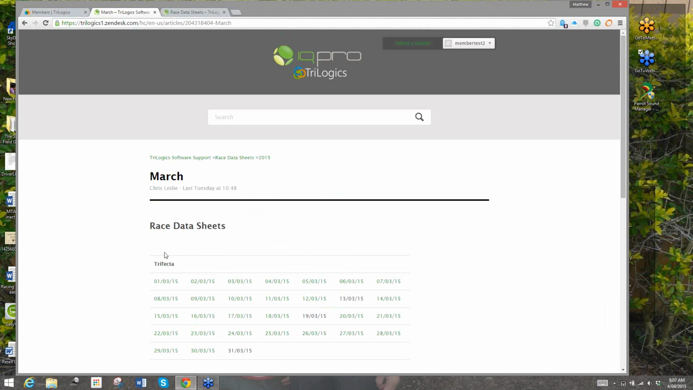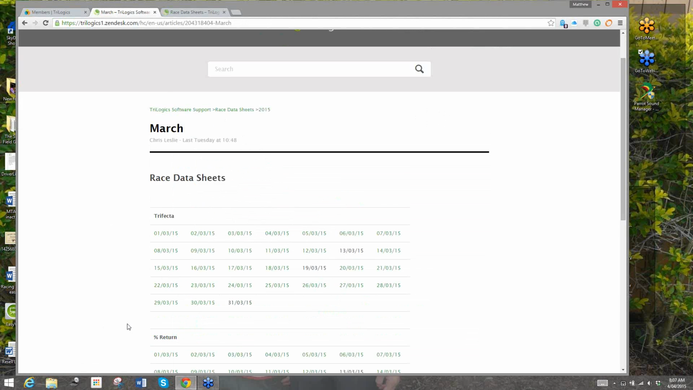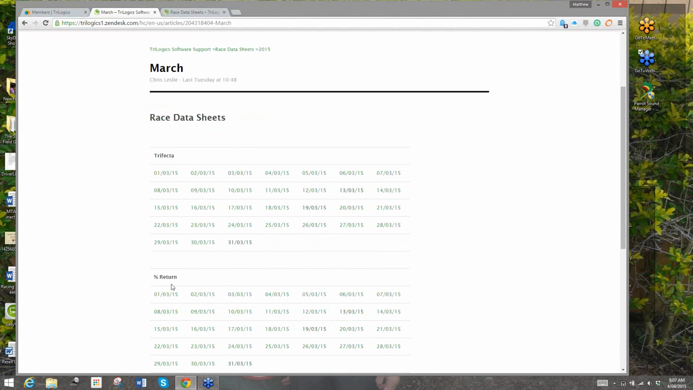So this is what a race data sheet looks like. We obviously start at the first. This is broken up into trifecta and percent return. People sometimes try to do either. Most people will do both when they're fully trained, but you can do just trifectas or just percent returns. So we've broken them up like that.